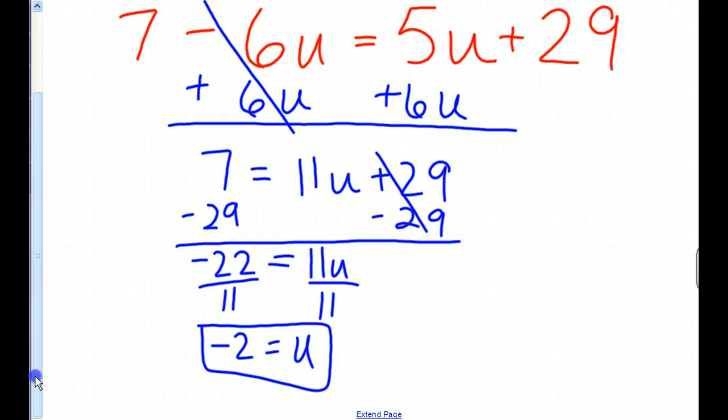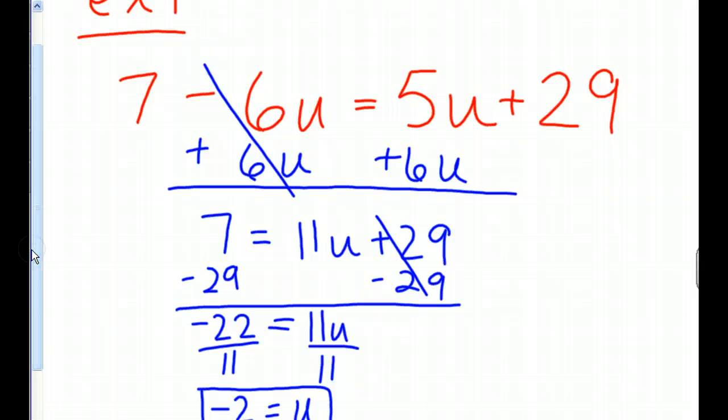So why did I add 6u to both sides up here? Why didn't I subtract 5u from both sides? We could have done that. Doesn't matter which one you do. A lot of times people will tell you, oh, I just wanted to get rid of this negative, so I didn't want to subtract 5u, I wanted to add 6u. But you'll see that it doesn't matter which one you do first.